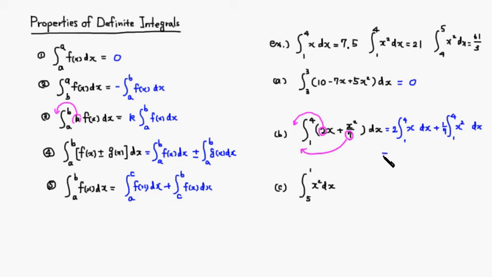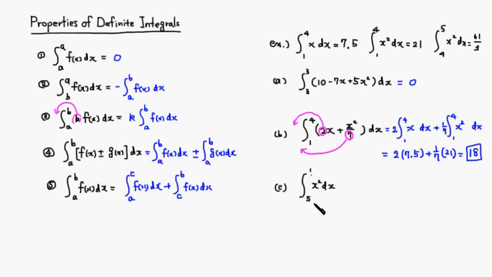We know that this value is given to be 7.5. So it's 2 times 7.5 plus 1 over 7 times this value, which is given to be 21. 7.5 times 2 is 15, and 21 over 7 is 3. So it's 15 plus 3, so the answer is 18. We can get that.